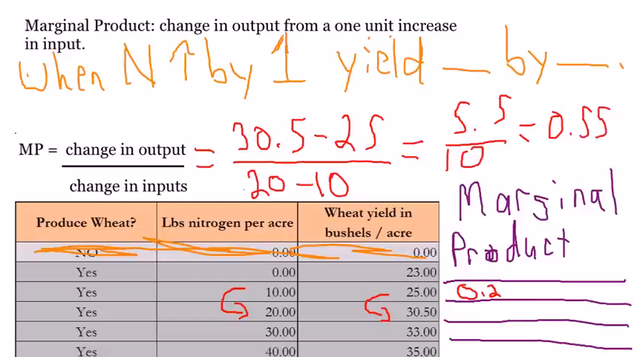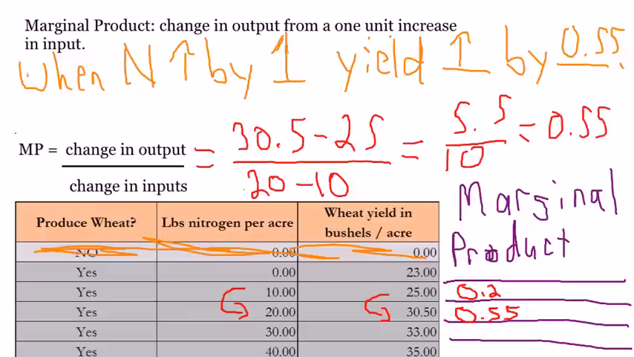What this tells us is that when nitrogen use goes up by 1 pound per acre, yield goes up by 0.55 bushels per acre. So I'll go ahead and write new marginal product right here. So you see what we're doing is we're adding a new column to this table, marginal product. You can see marginal product went from 0.2 to 0.55.